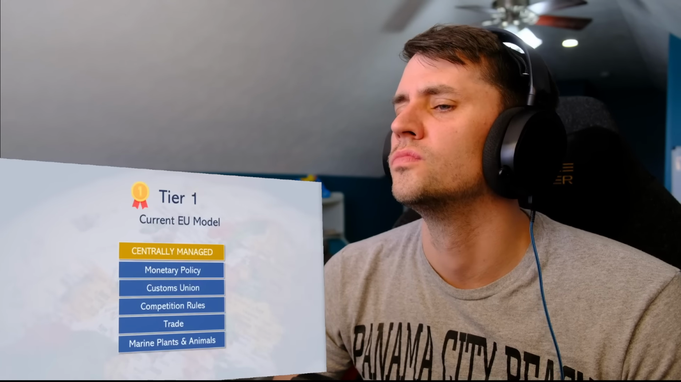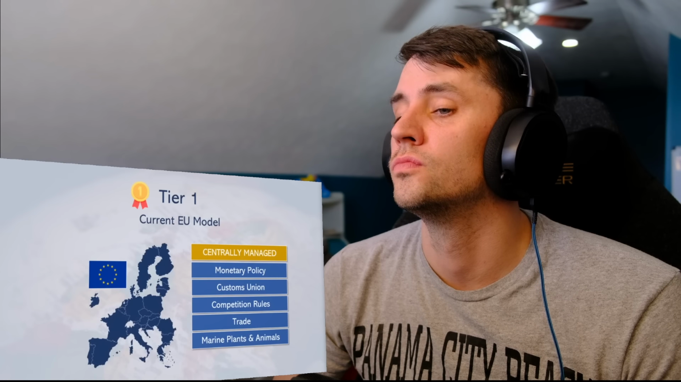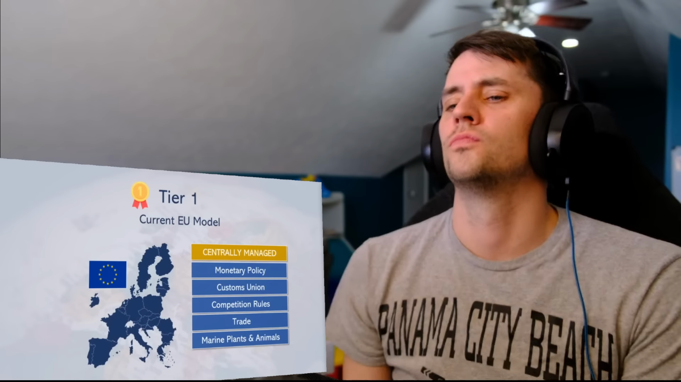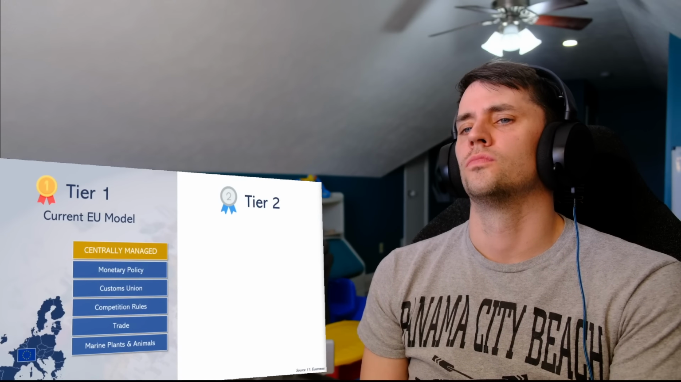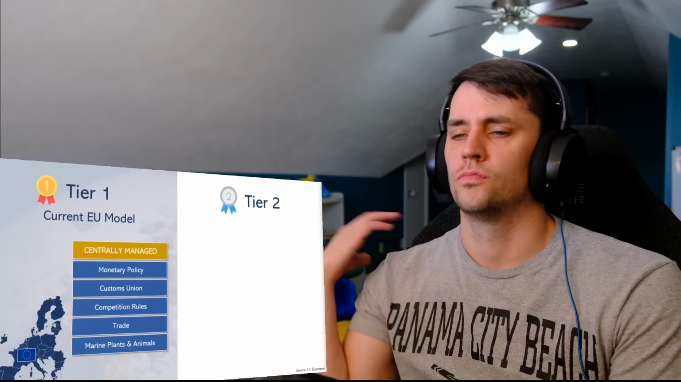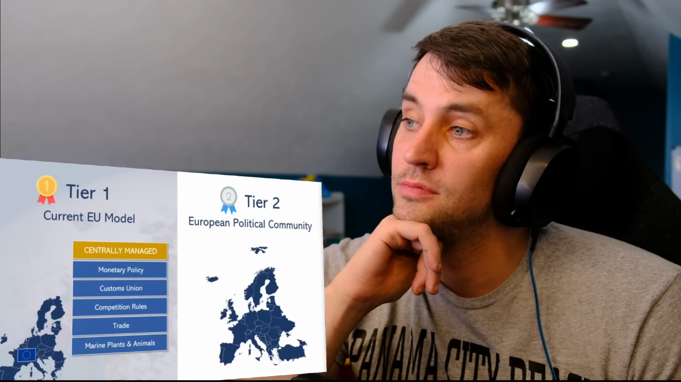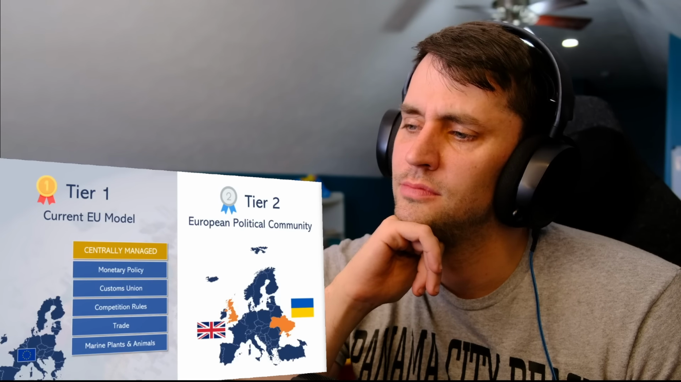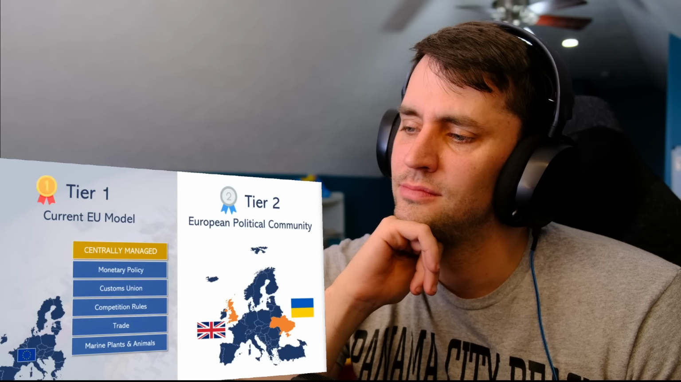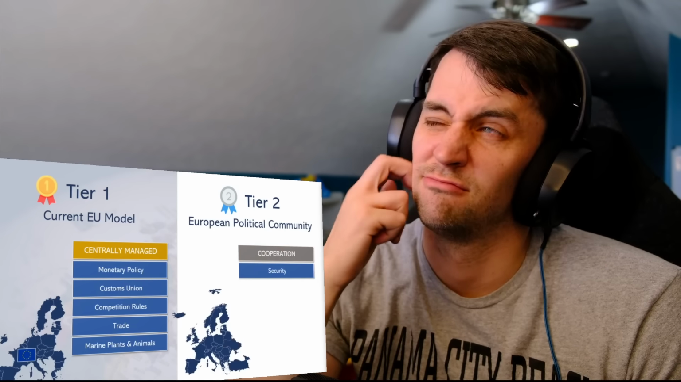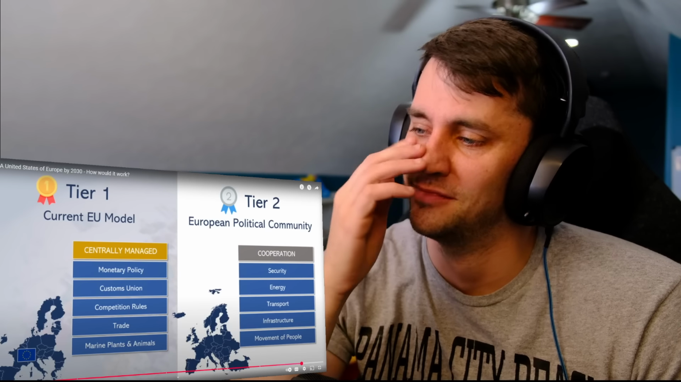The more integrated tier would be the European Union we have today, with 26 member states who enjoy a political union with aligned principles and values. Then a second, less integrated tier would be created, which Macron calls a European political community. Within this new political union, nations like Ukraine and even post-Brexit Britain could forge deeper ties without officially joining the EU. This could include cooperation in security, energy, transport, infrastructure investment.